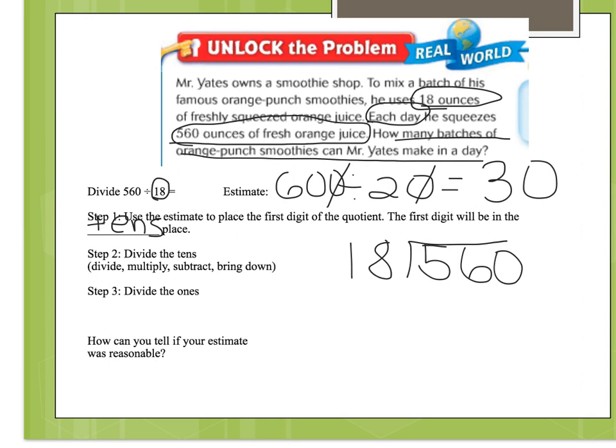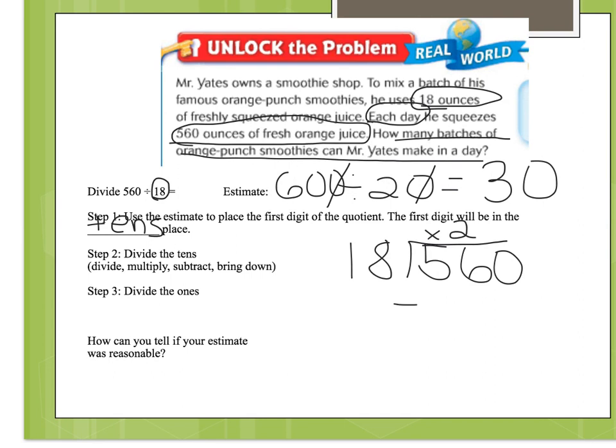18, can I do 18 into 5? No. So I'm going to write a little X here. Then I'm going to say 18 into 56. How many times does 18 go into 56? And I am going to put 2. And let's see how that works. We may have to adjust our quotient.